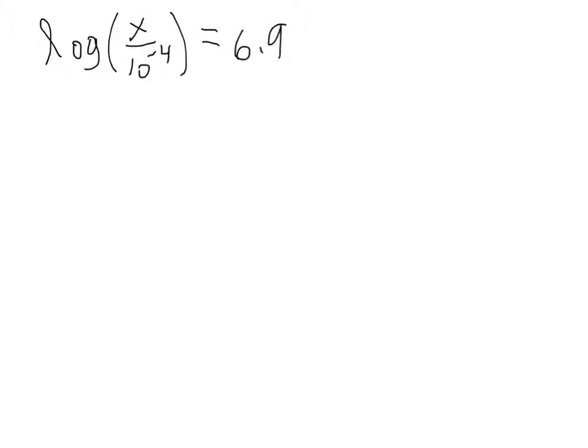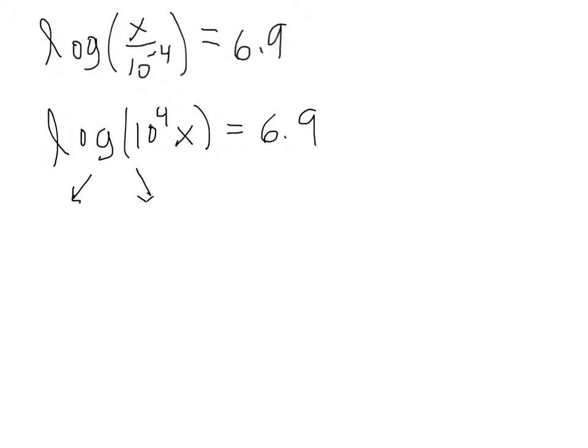So what we're going to do is rewrite this as the log of 10 to the fourth times x equals 6.9. So all I've done so far is change the negative exponent to a positive exponent by bringing it to the numerator. Then what I'm going to do here is use one of the properties of logs that allows us to expand. When we have the log of two factors, a factor is something that's being multiplied by something else, we can expand it into the summation of individual logs. So I'll have the log of 10 to the fourth plus the log of x.